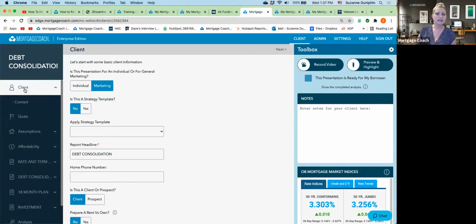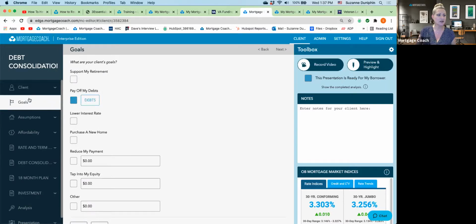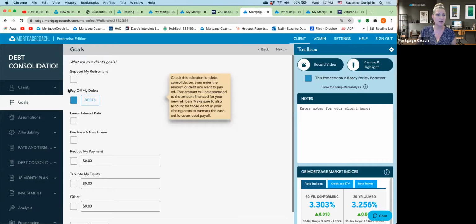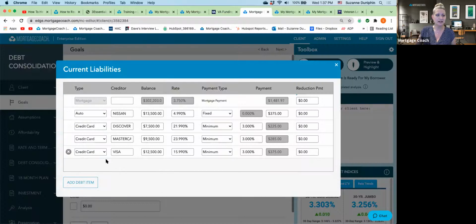Okay, when you're building a debt consolidation, guys, you are building the debts in the goals area. So that's one of the most important screens. You're going to fill out all your information for your client and your contact information, but on the goals, you're going to mark pay off my debts. You're going to hit the debts button. You're going to enter all the debts for the borrower that they want to pay off. Now, if you're importing a file from Encompass, these debts are going to come over.